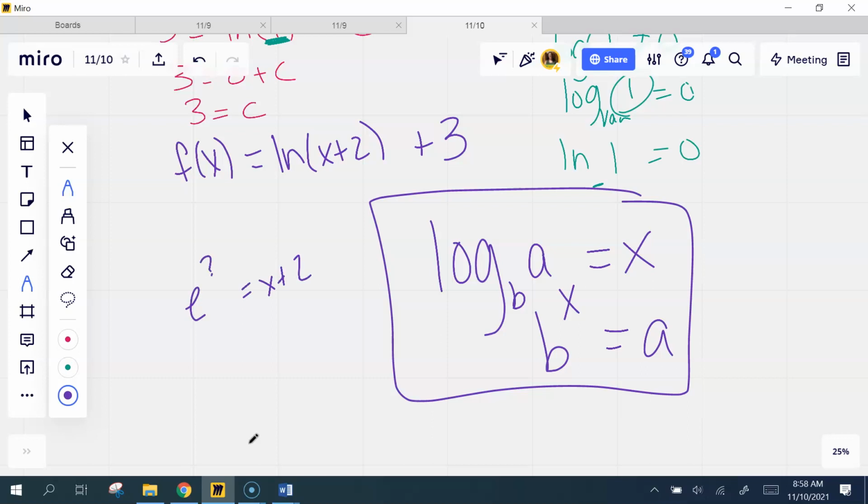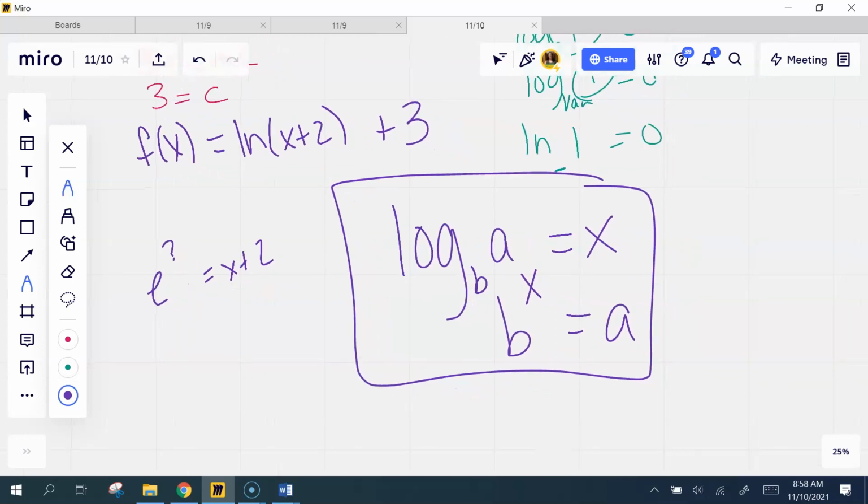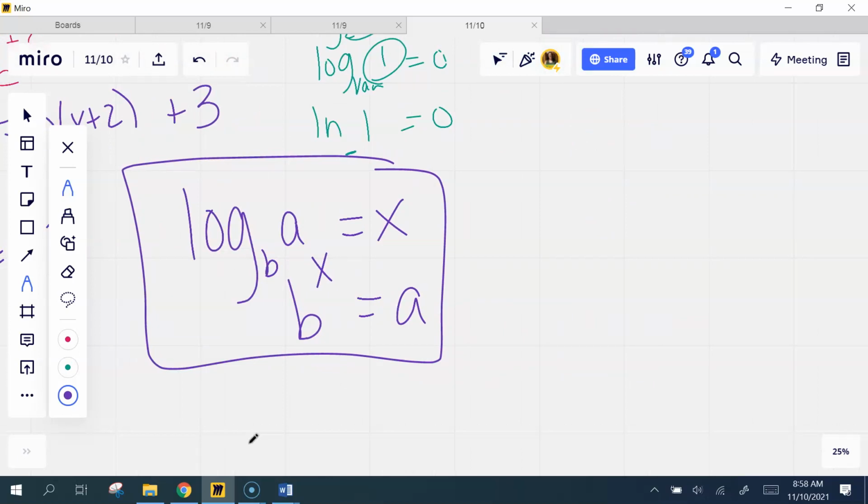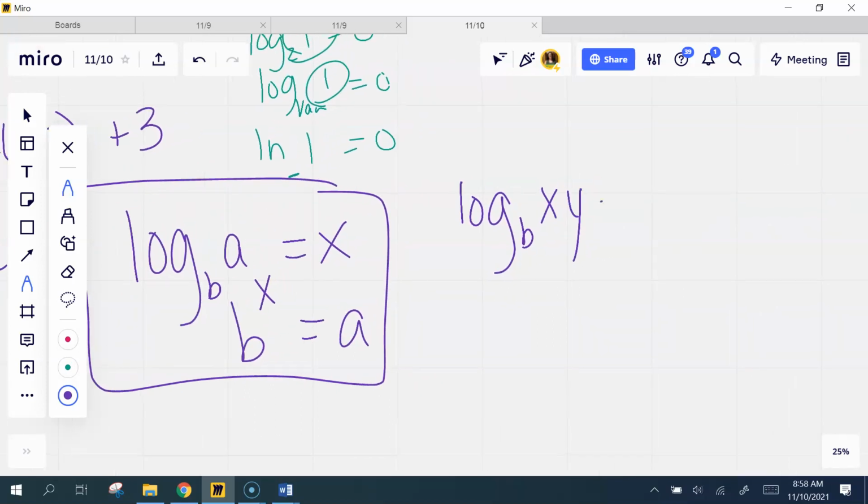So the two big concepts with logs that we use to really work with logs are changing forms from logarithmic to exponential, and then there are 3 properties. Maybe I will just give them to you real quick because y'all asked about them. You need to know how to use them.